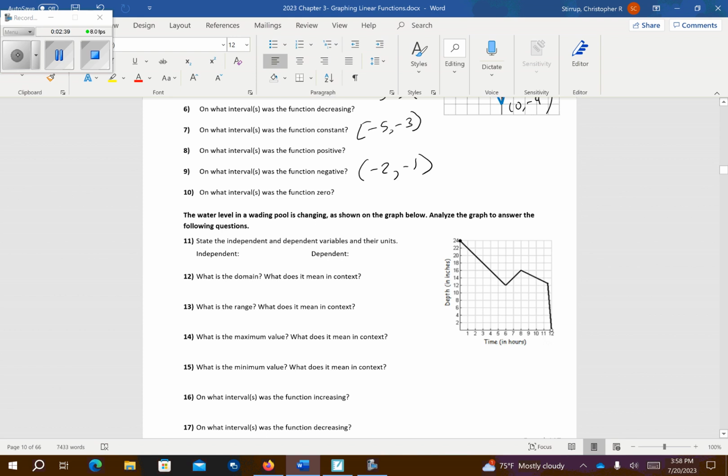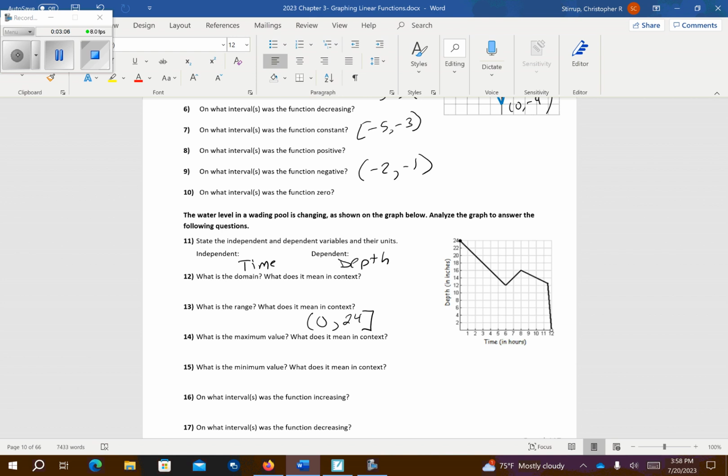The independent would be time. That's the x-axis. The dependent would be the depth. That's the y-axis. What is the range? The range goes from 0, and remember, range is in the y direction. So it goes from 0, and it's going to be a soft bracket because that's an open dot, up to 24. And the 24 will be a hard bracket because it is a solid dot.